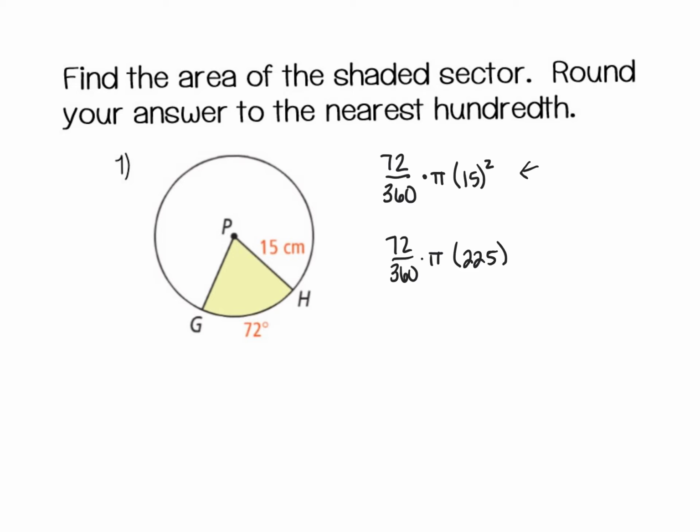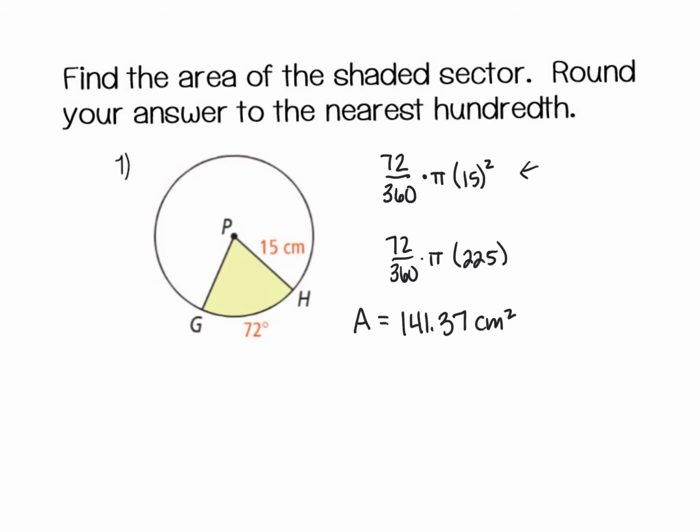Okay, so if you type that in, you're going to get 141.37. And this would be square centimeters since we're talking about area. Okay, so again, I just typed from the beginning there, where I have the arrow, I typed in 72 divided by 360 times pi times 15 squared.